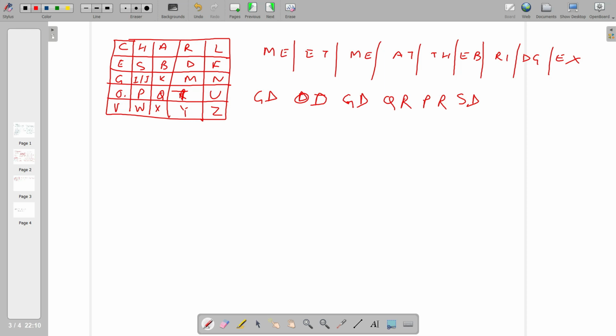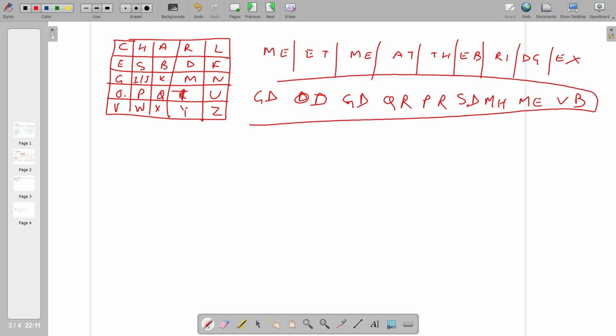R and I. R is going to be replaced with M and I is going to be replaced with H. D and G. D is going to be replaced with M and G is going to be replaced with E. Then E and X. E is going to be replaced with V and X is going to be replaced with B. So this is how we are going to encrypt using the Playfair cipher.